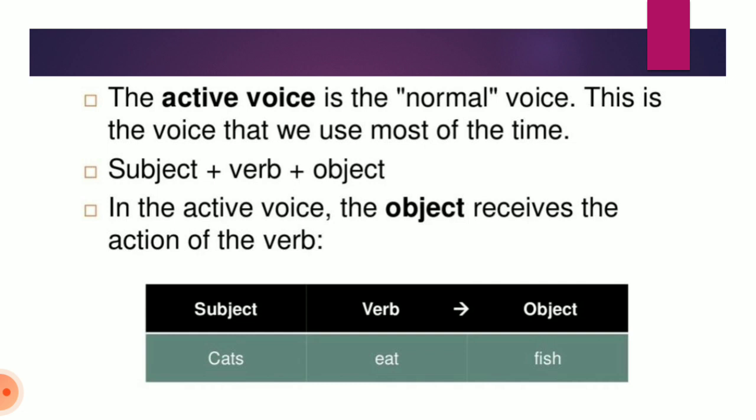Subject plus verb plus object. In the active voice, the object receives the action of a verb. Here is one example: cats eat fish. Cats is the subject, eat is the verb, and fish is the object. Why are we considering fish an object? Because the object receives the action of a verb.